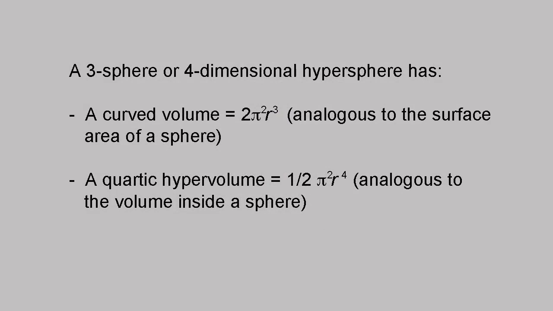Using some straightforward calculus, mathematicians can show that this curved volume is given by 2 pi squared r cubed. It's the three-sphere equivalent of the surface area of an ordinary sphere, and is also referred to as a cubic hyperarea or surface volume. The four-dimensional space enclosed by a three-sphere has a four-dimensional volume or quartic hypervolume of a half pi squared r to the fourth. Proving these facts about the three-sphere is no more difficult than proving them about the circle or ordinary sphere, and doesn't involve having to understand what a three-sphere actually looks like.